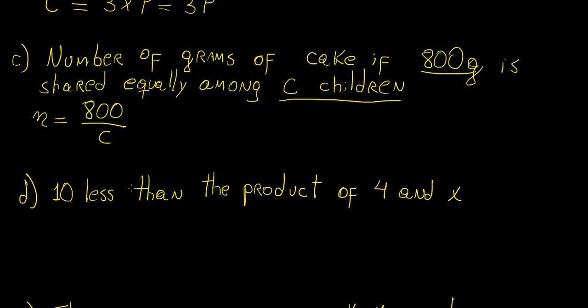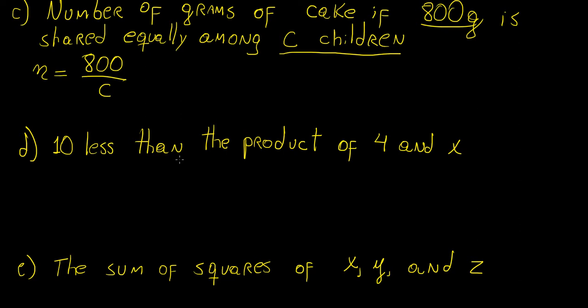Now for question D, we have an expression that is just telling us to write something that represents this. So we have 10 less than the product of 4 and x. So the key thing is the product of 4 and x, that's going to be 4x. And we have 10 less than that, so that means that we need to subtract 10 from that to make it 10 less than that. So that's going to be the expression that corresponds to this word problem.